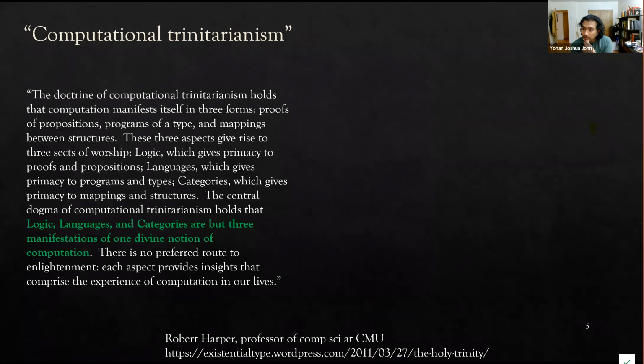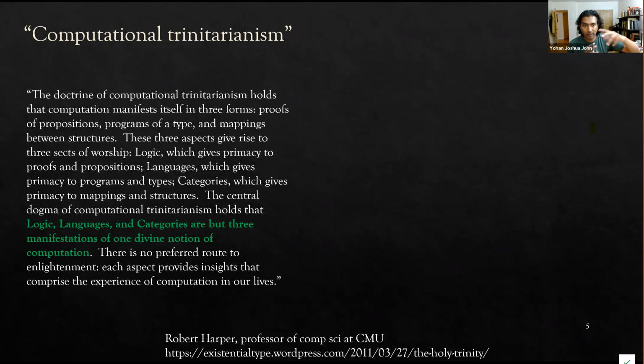So yes, a topic that comes up here, which I've touched on a few times, is computational Trinitarianism, which I think originated in this blog post by Robert Harper, who's a CS professor. But I don't know whether it's earlier than that. So here again, it captures the excitement, which is why I like the quote. The doctrine of computational Trinitarianism holds that computation manifests itself in three forms: proofs of propositions, programs of a type, and linking those two is the Curry-Howard equivalence, and mappings between structures. And that's what we'll get to here.